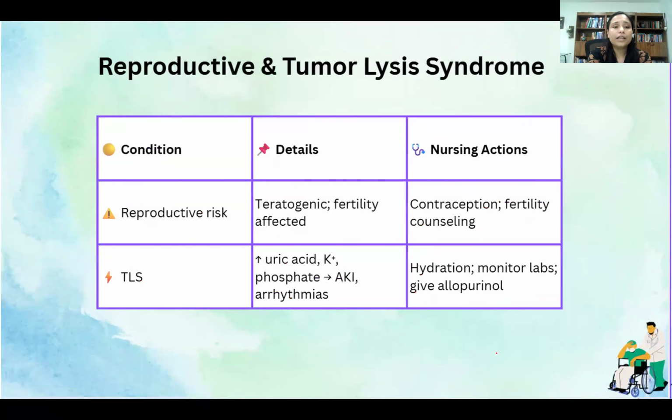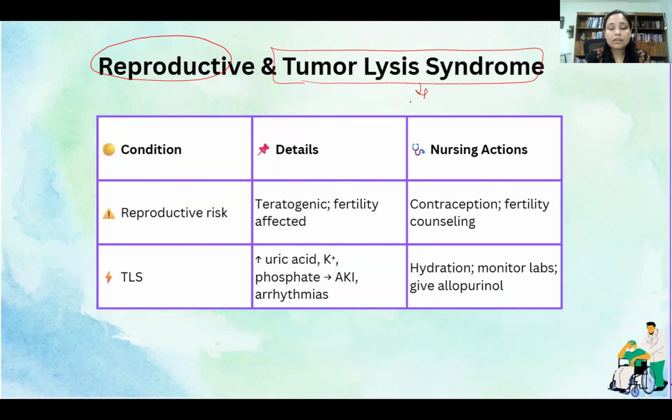Another side effect is related to the reproductive system, and there is one complication that you have to remember, tumor lysis syndrome. This is also considered an oncological emergency. So, reproductive system and tumor lysis syndrome. What happens in the reproductive system? These medications are teratogenic.